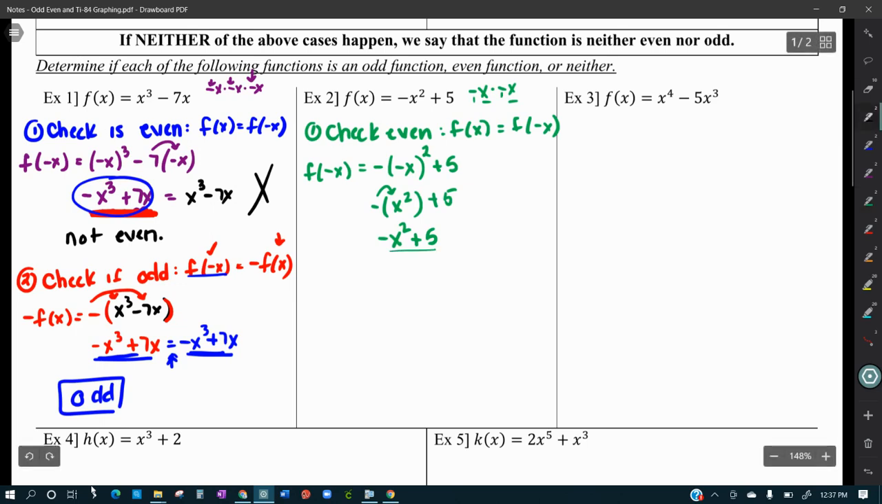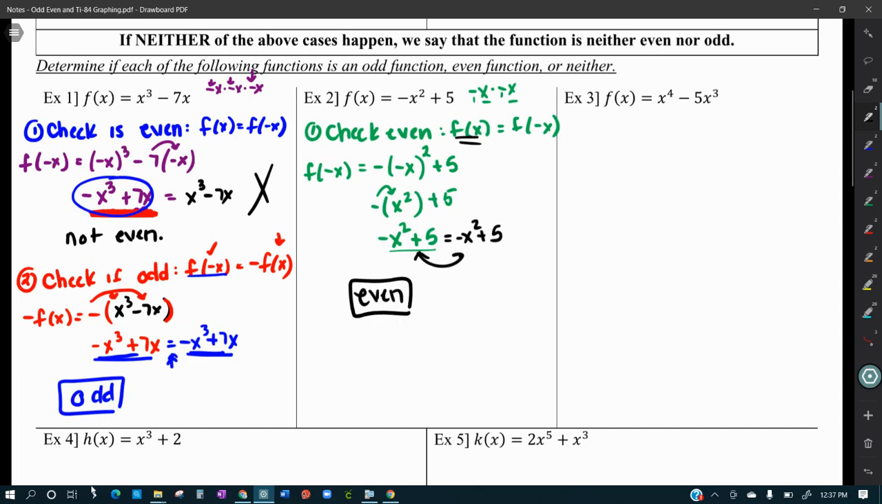So now we need to see, is that equal to the original function? Well, the original function is negative x squared plus 5. So these two are in fact the same, so we can say that yes, this function is even. And we can stop there. Since the even gave us a true statement, the left equal to the right, we don't need to check if it's odd. This is an even function.